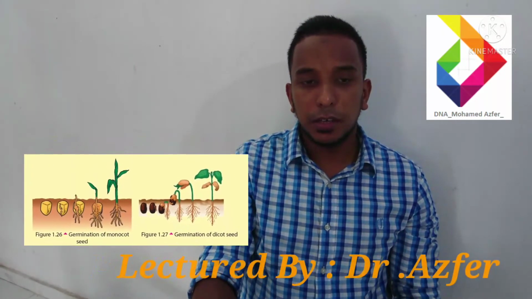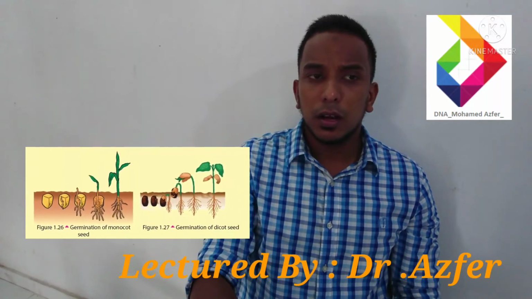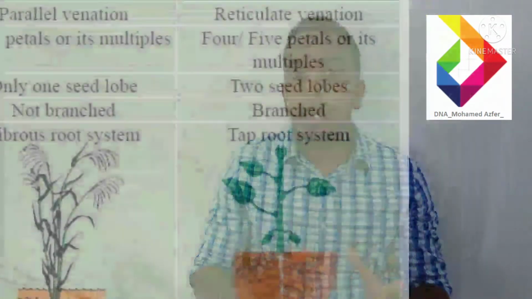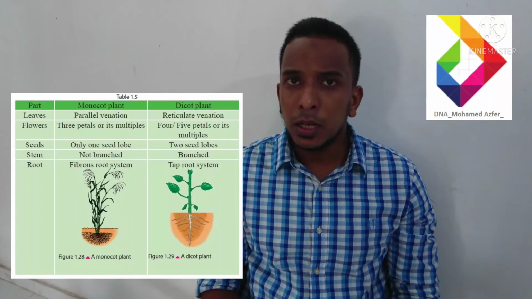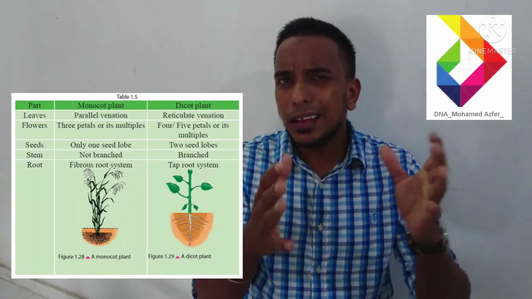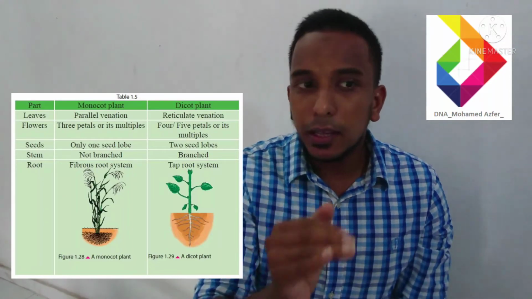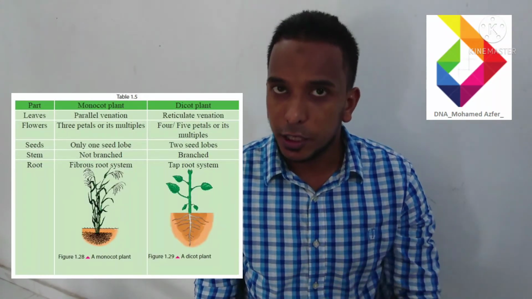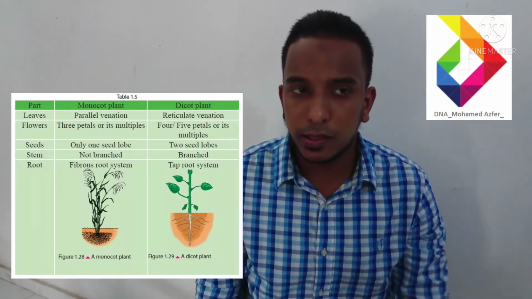Now you have learnt about monocotyledonous and dicotyledonous plants. On page number 19 you get table 1.5, in which they have given the differences between a monocotyledonous plant and a dicotyledonous plant. In your examination they mainly ask about this. In this chapter they will mainly ask what the differences are between a monocotyledonous and a dicotyledonous plant, so you should be very familiar with this table. Let me just go through this table.